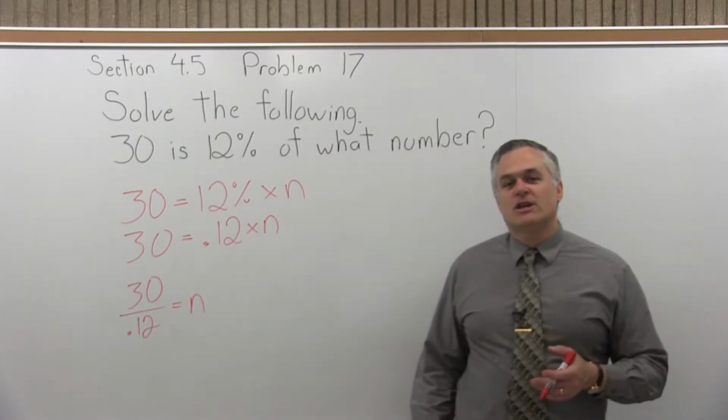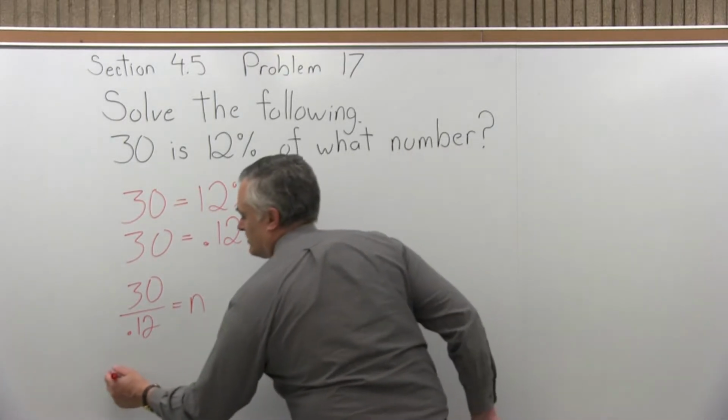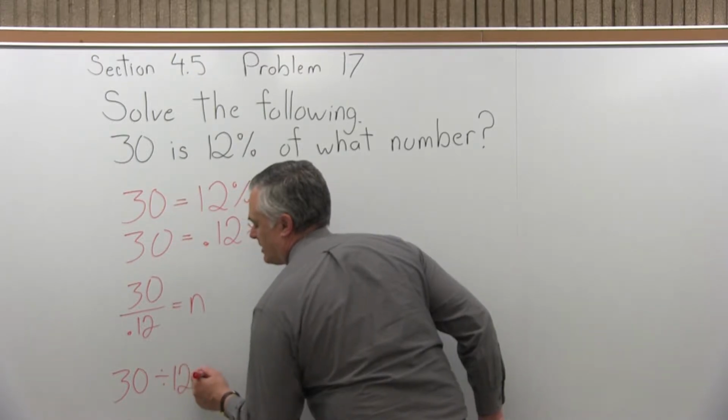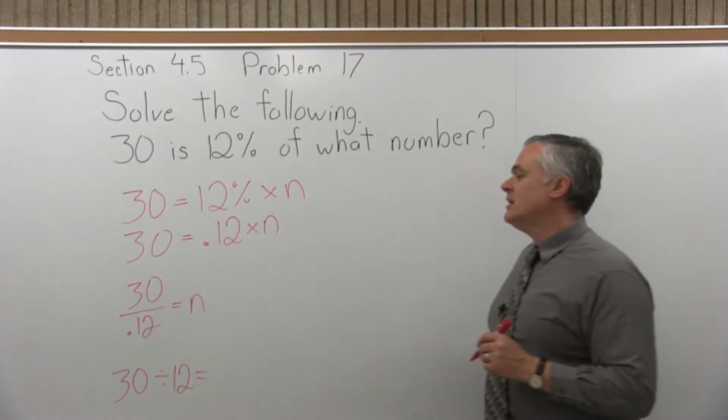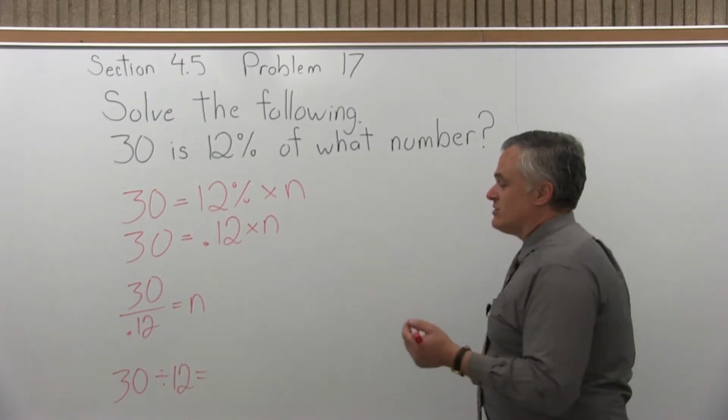Now, if this is a class where your teacher will allow you to use a calculator, on the calculator what you do is the numerator of 30 divided by the denominator, in this case 12, equals, and you'll get your answer. Now, if you have a class where the teacher will not allow you to use a calculator, you just do it the long way.